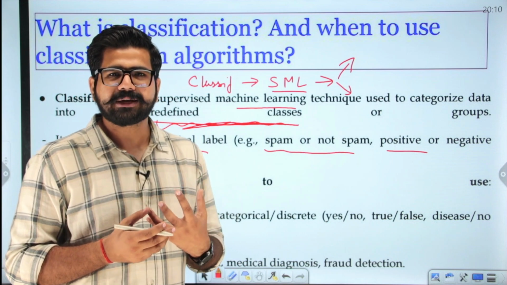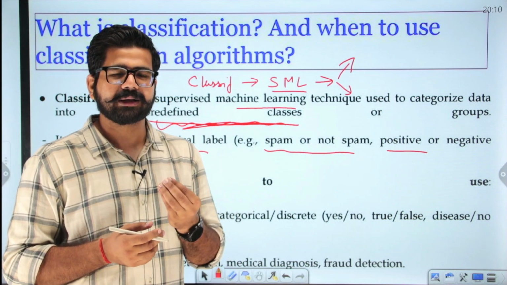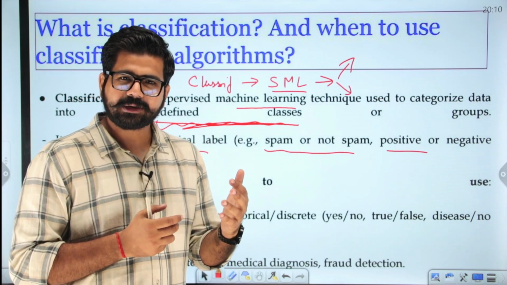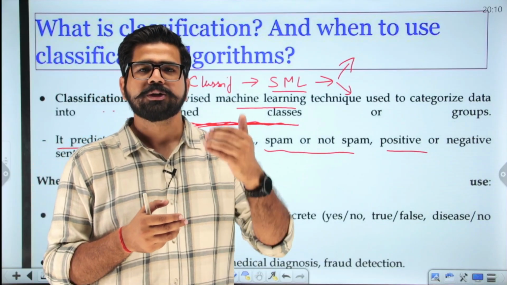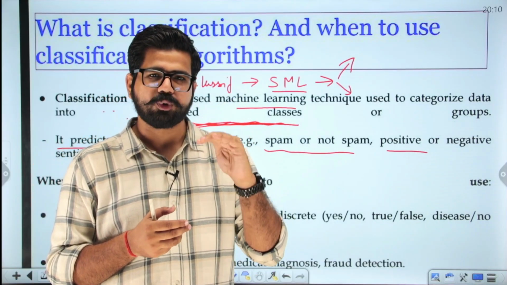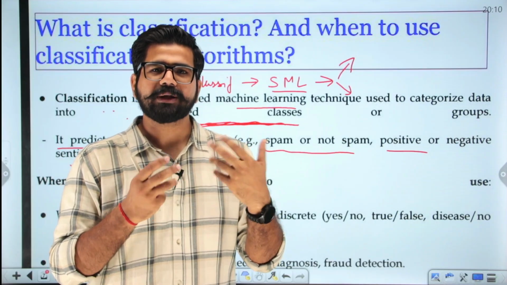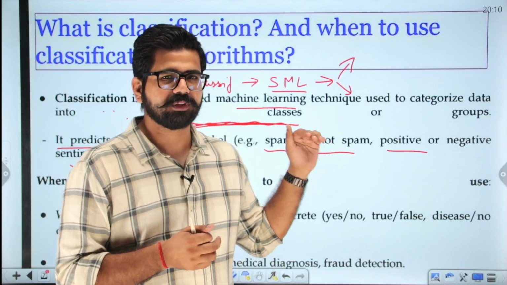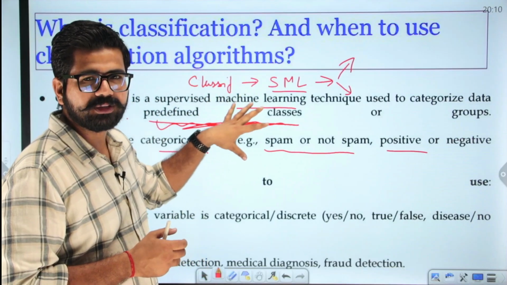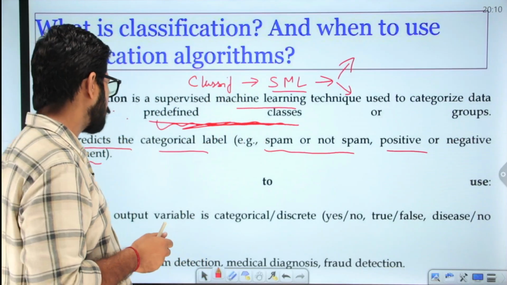So whether a particular sentiment is positive or negative, we can say that on Instagram and YouTube, different sentiments or comments are posted. Whether that particular sentiment is positive or negative, how can we predict it? Since there are two different classes, we can proceed with classification, or we can put this particular problem in the classification category.